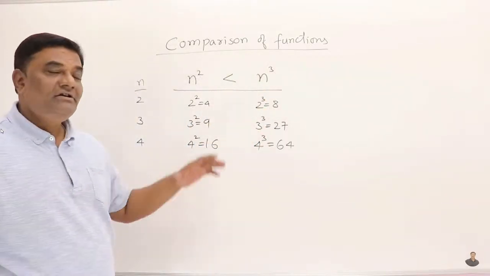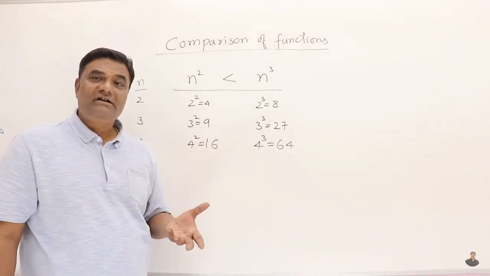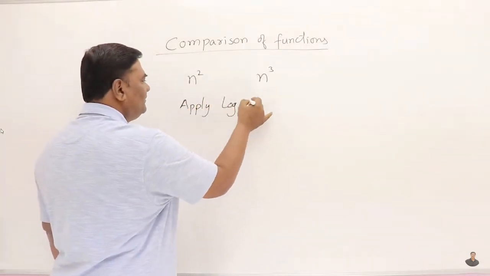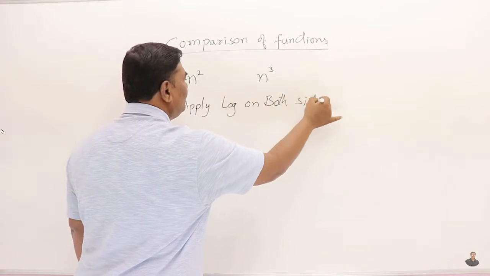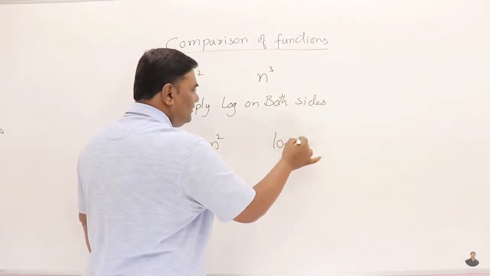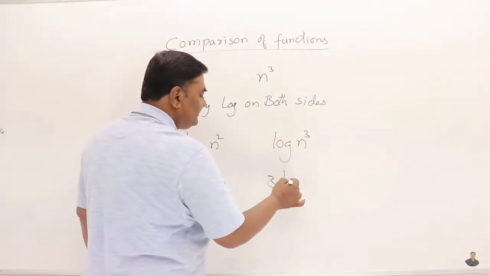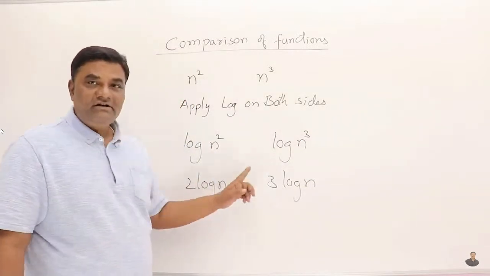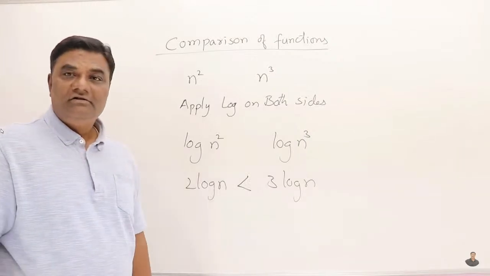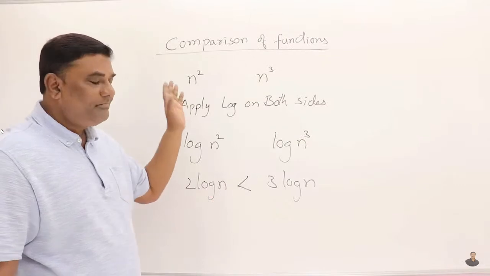This is one method of comparing two functions to find out which one is smaller or greater or whether they are equal. The second method is to apply log on both sides. Log n square, log n cube. Then this becomes 2 log n and this becomes 3 log n. Now this is log n, this is log n, they are the same, but this is 2 times and that is 3 times, and definitely this is less than that one. So the second method is to apply log on both sides to find out which one is smaller and which one is greater. If you have some complex functions, then this is useful.